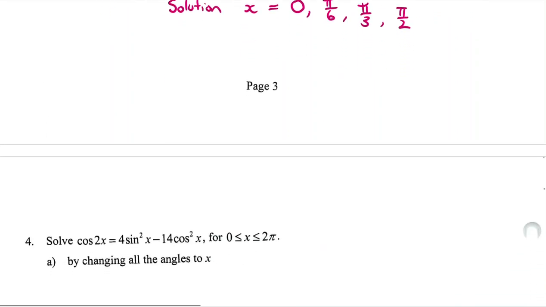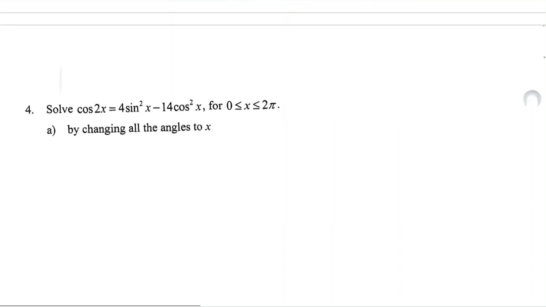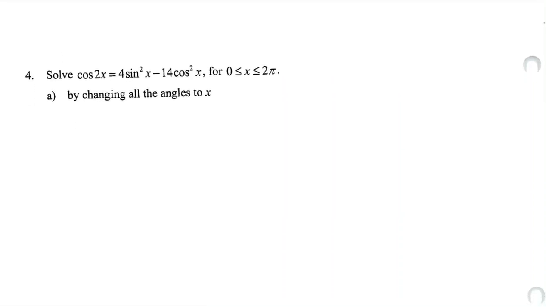Question 4. Solve cos 2x equals 4 sine squared x minus 14 cos squared x between 0 and 2 pi by changing all of the angles to x. In other words, I want to get rid of the double angle that is in there. What does cos 2x change to using my double angle formulas?